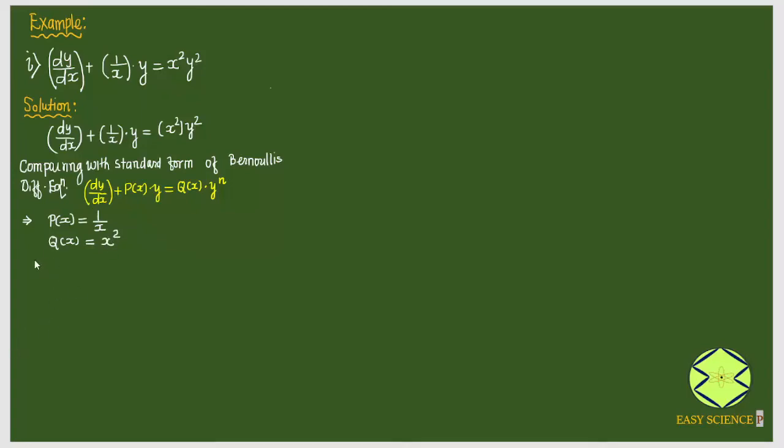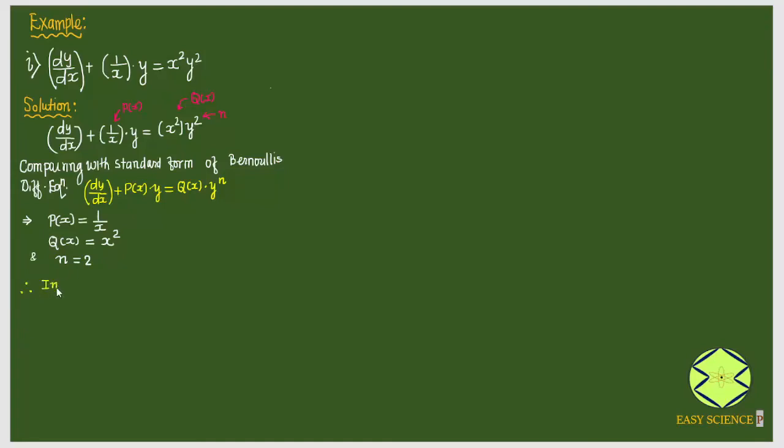and the value of the index, that is n, equals 2 because we have y square here. So if you see here, this is p of x, this one is q of x, and the value of n is basically 2. Okay, so now we'll find out the integrating factor.